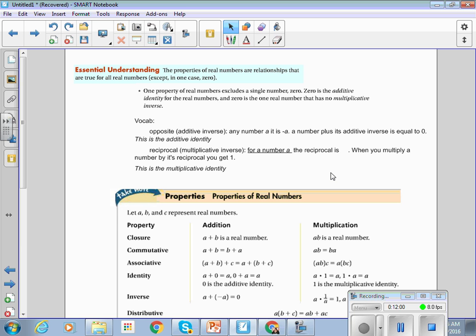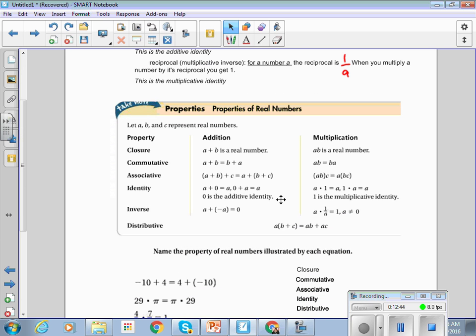A reciprocal is a multiplicative inverse. For any number A, the reciprocal is, and I didn't write this down because I didn't want to worry about fractions, 1 over A. When you multiply a number by its reciprocal, you get 1. When you add a number to its additive inverse or its opposite, you get 0. When you multiply it by its reciprocal, you get 1. If you have a fraction to begin with, the reciprocal is whatever the flip of that value is.